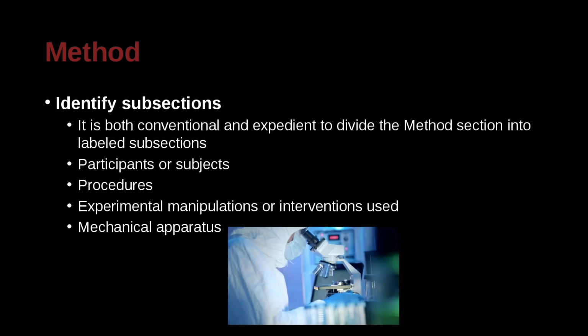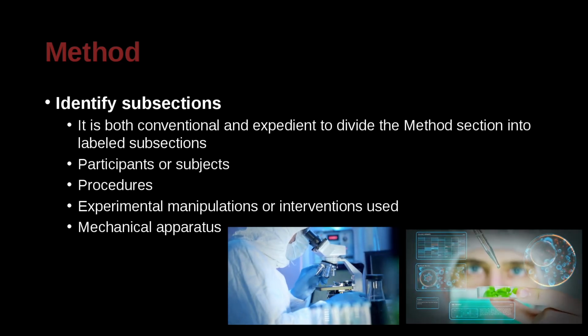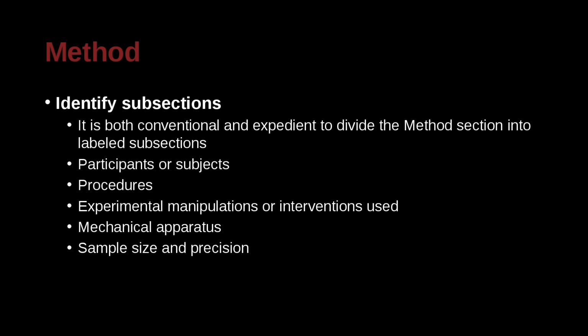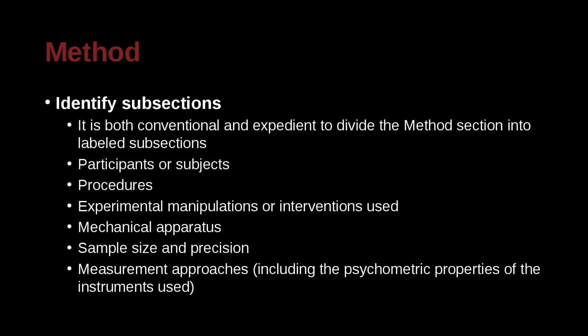So you may use an electron microscope in one part, and you may use some kind of fluorescing chemical in another part to see things. Sample size is one, and your statistical precision is one. And how did you measure? So these measurements may be survey measurements, direct measurements, experimental measurements, things like this.